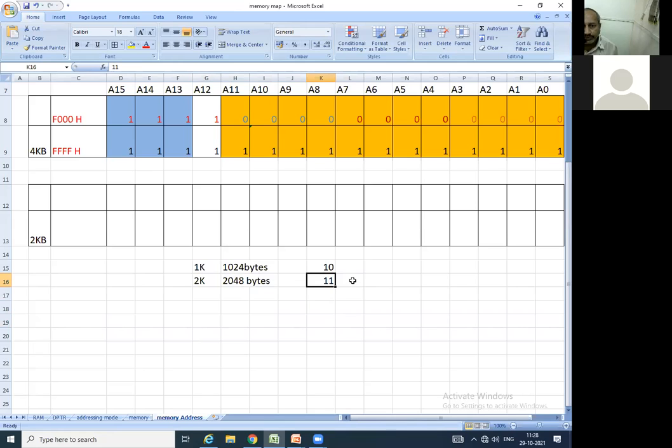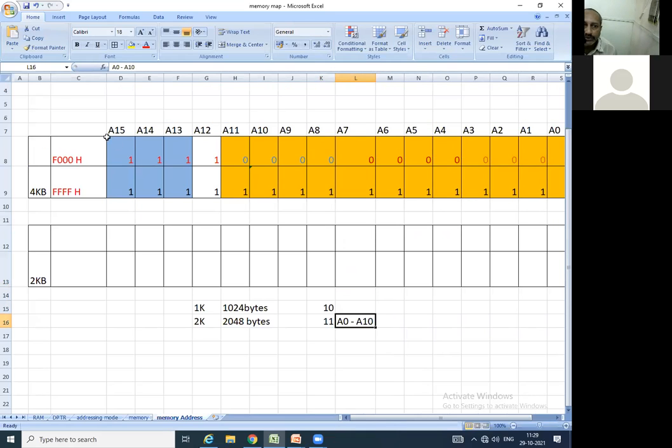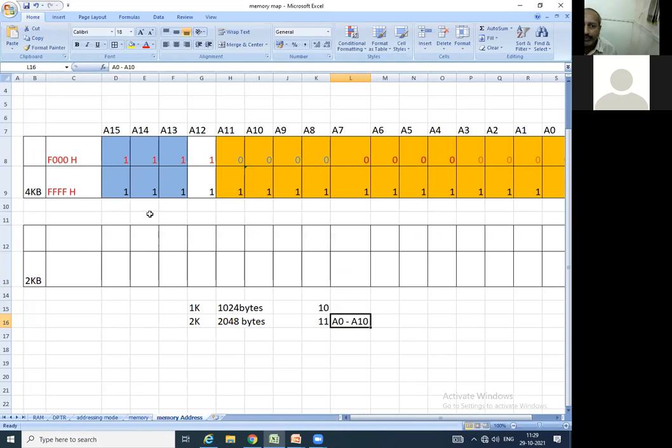Now what we are supposed to take care of is that these 11 address lines are from A0 to A10. This care we have to take. We don't have to make a mistake over here. A0 to A10, total are 11 like this. So if you are observing the above mapping, from that, the starting address means A0 to A10.